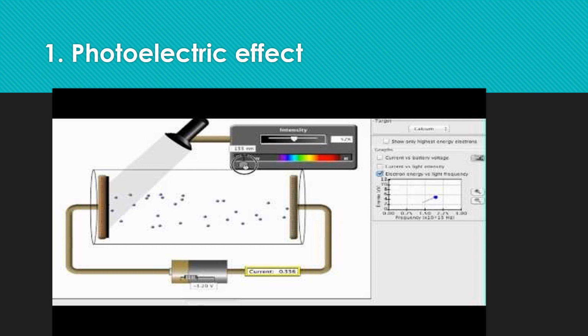So as we can see, my target is calcium, and here I have a source of light. Now as I increase the intensity of this light, what will happen? More electrons will be released. If I lower this intensity, we will still have electrons released, but fewer. So as I increase the intensity of this light, more electrons will be released. This is the photoelectric effect briefly.